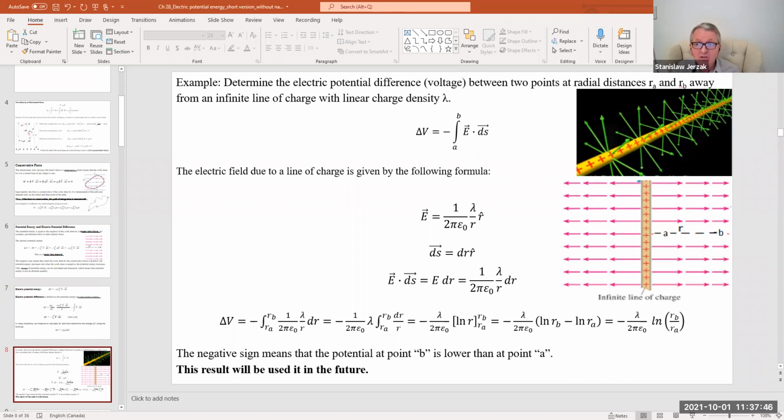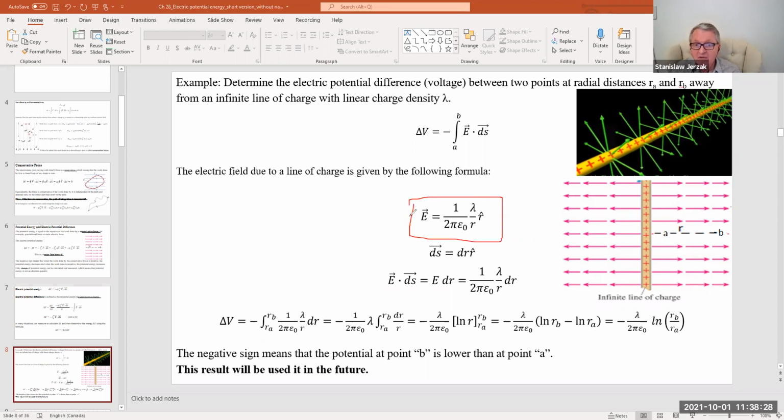The first example is to calculate the electric potential difference between two points in the electric field produced by a line of charge. You have seen this image many times before. There is a line of charge, and if the charge on the line is positive, then it will produce an electric field directed radially away from that line of charge. The magnitude of that electric field is given by this expression.